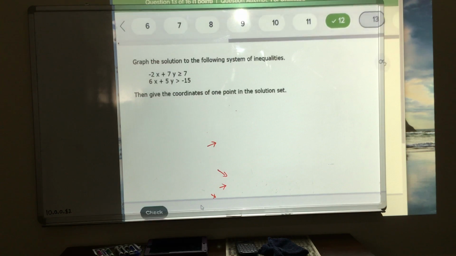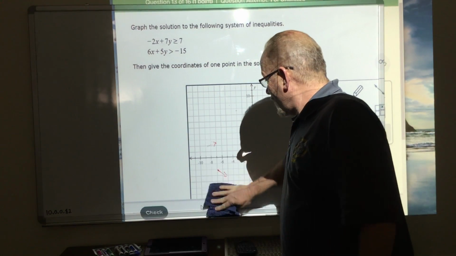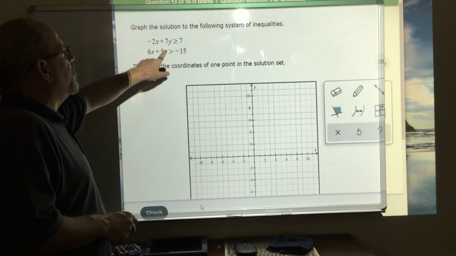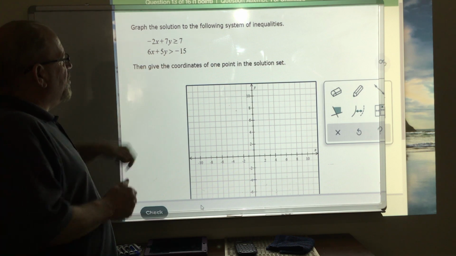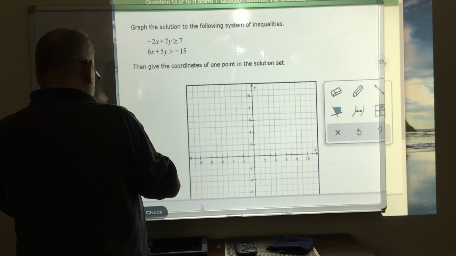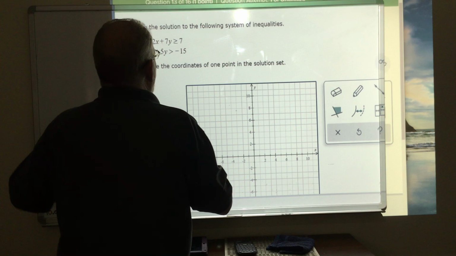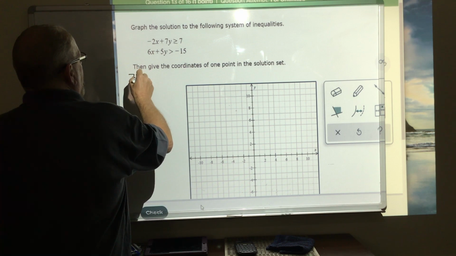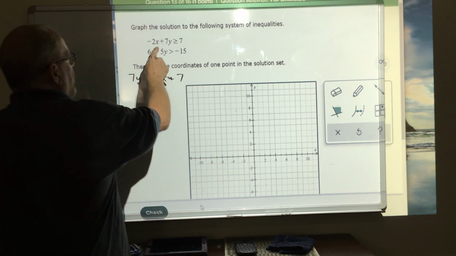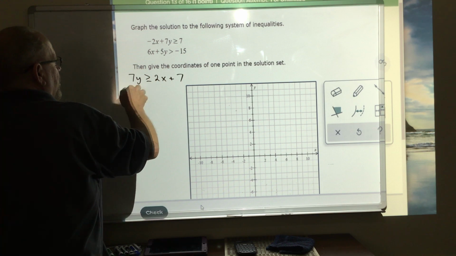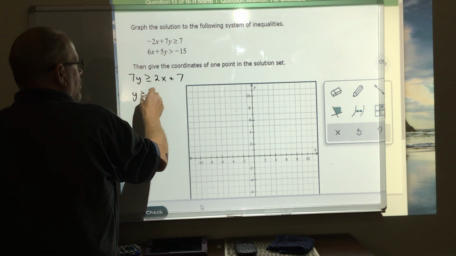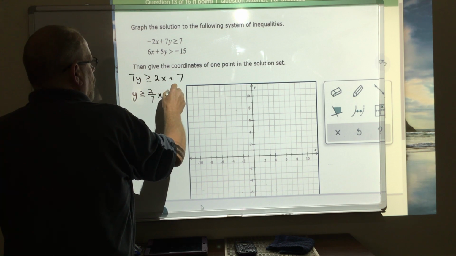Okay, so now just a little bit of work. You have two lines to put into slope-intercept form. This is the last question. So add 2x to both sides of that, and you're going to get 7y greater than or equal to 2x plus 7. We just moved that over here. Then we're going to divide both sides by 7. Y greater than or equal to 2/7 x plus 1.